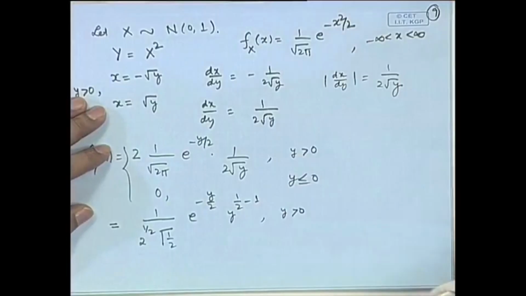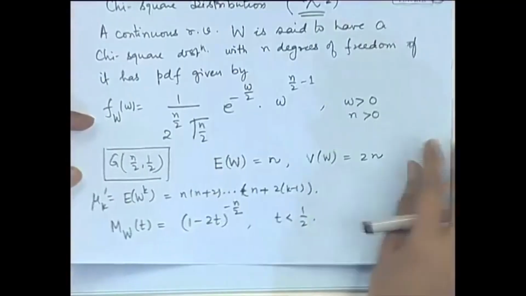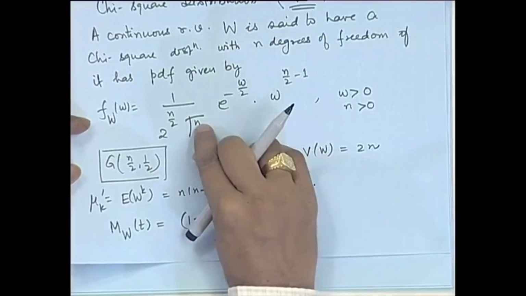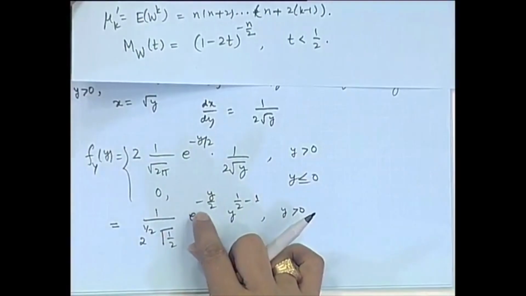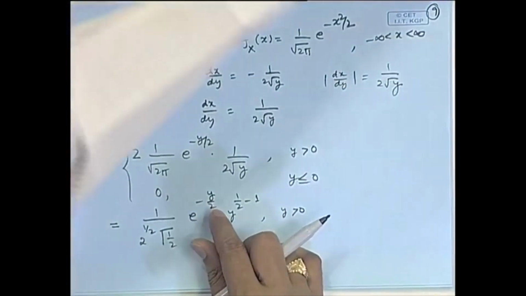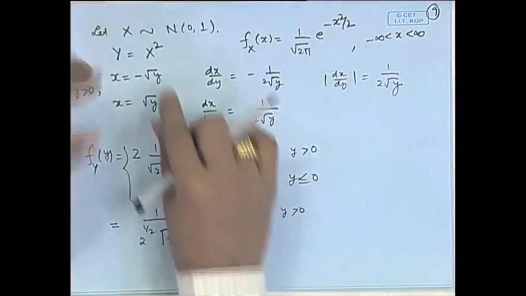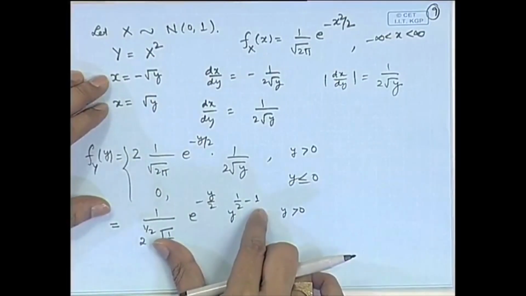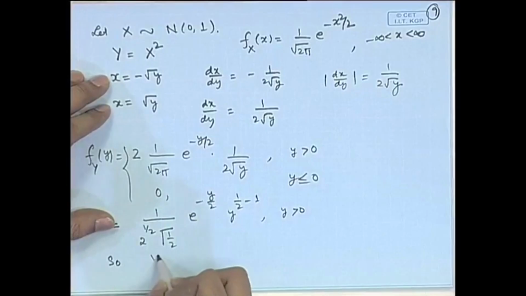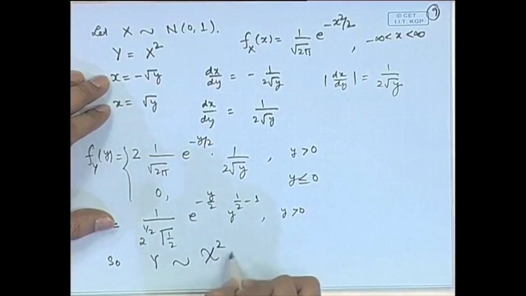So, if we look at the density of a general chi square distribution, here if we substitute n is equal to 1, then we get this density function. This proves that the square of a standard normal variable is a chi square variable with 1 degree of freedom, that is y follows chi square on 1 degree of freedom.